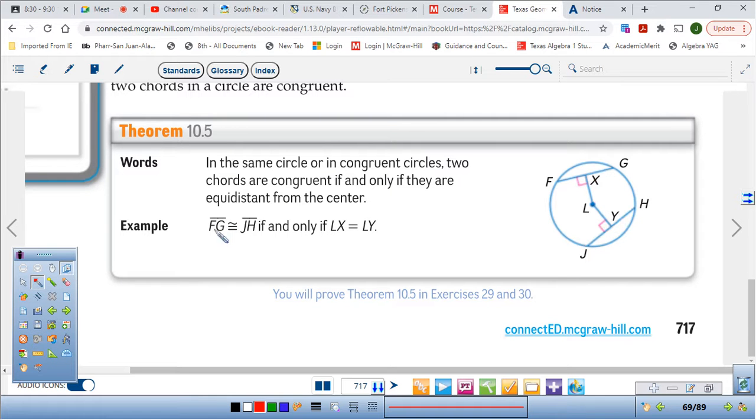If line segment FG is congruent to JH, these two are congruent. All right, let me just put a line here. These two line segments are congruent if and only if LX is congruent to LY. LX is congruent to LY. Copy that down real quick. We will use this one right now.